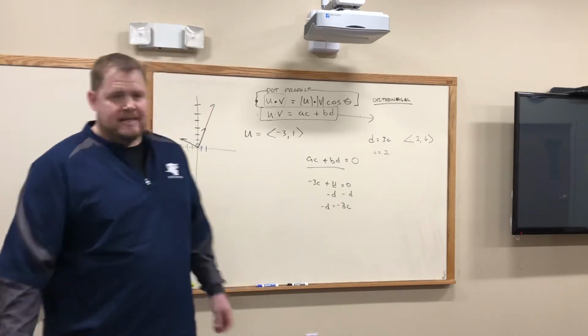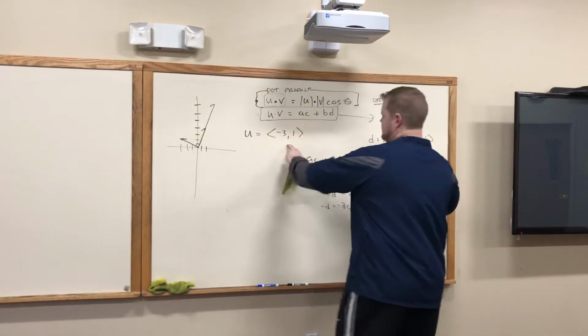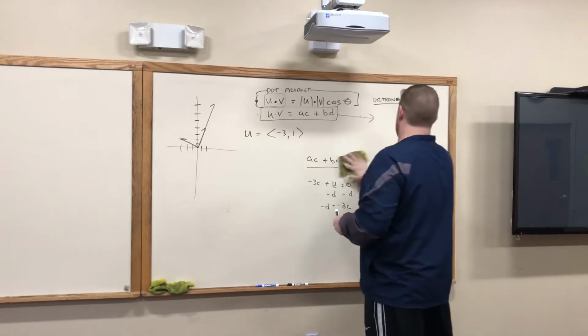So how do you identify an orthogonal? If the two vectors that you put together give you an answer of 0, then it's going to be orthogonal. All right? All right, good.